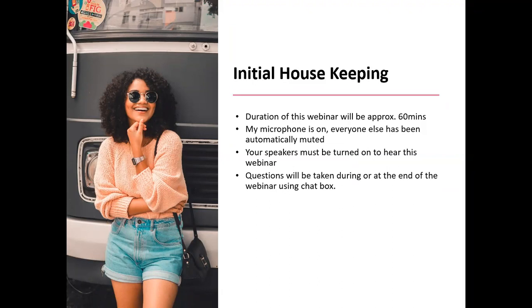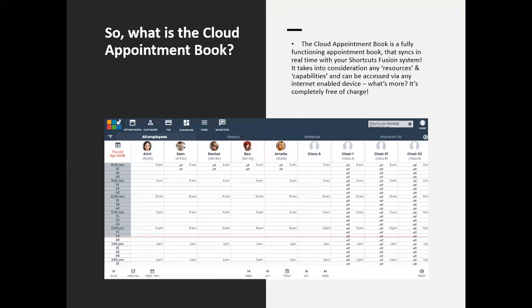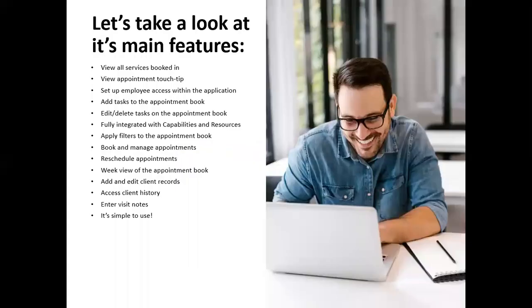So what is the Cloud Appointment Book? The Cloud Appointment Book is a fully functioning appointment book that synchronizes in real time with your Shortcuts Fusion system. Okay, so it takes into consideration any resources and any capabilities that you have set up, and it can be accessed via any internet-enabled device. Okay, and what's more, it's completely free of charge. So you won't need to pay for this. So let's take a look at its main features.